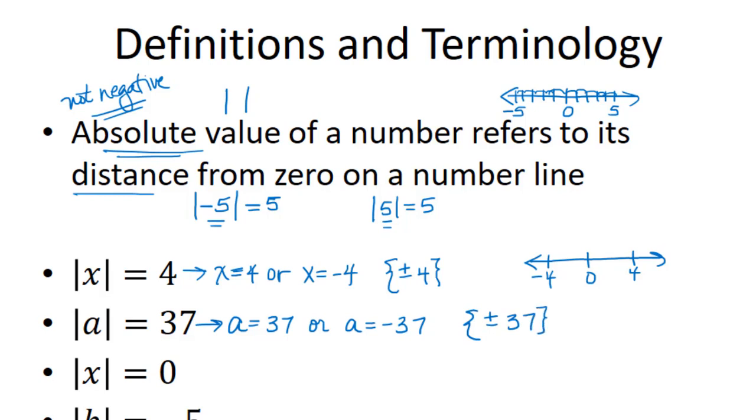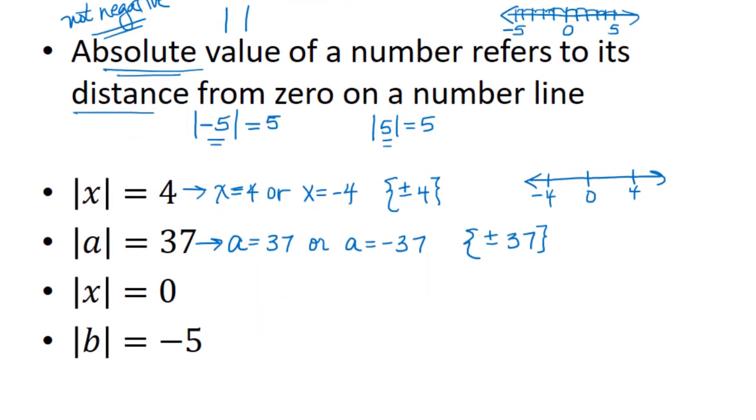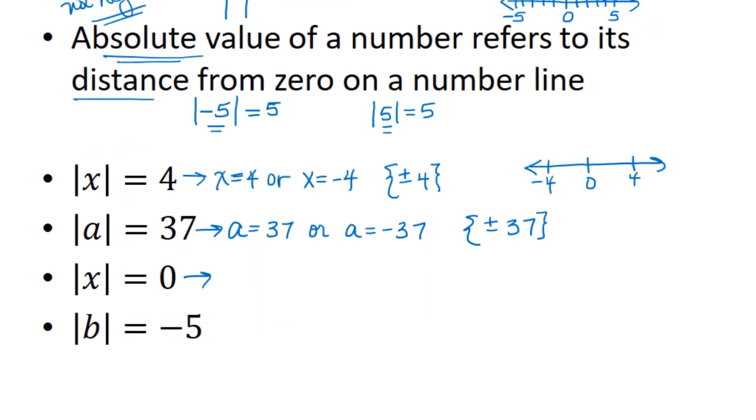The absolute value of x is equal to 0 means to find what numbers have a distance from 0 of 0. Well, 0 is the only number that has a distance of 0 from itself, so we would say that x is equal to 0.